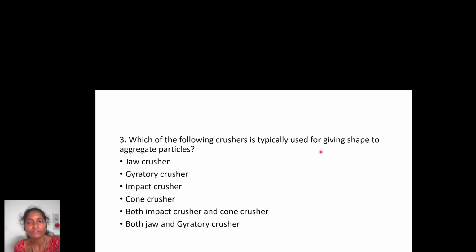Which of the following crushers is typically used for giving shape to the aggregate particles? If you remember from the lectures, there were a few types of crushers like jaw crusher, gyratory crusher, impact and cone crushers. A few of the crushers are to give the shape and a few are to eliminate the weak aggregates. Both the impact crusher and cone crusher are especially to give the shape to the aggregates. When I say shape, whether we want a rounded or angular aggregate shape, for example in SMA, stone matrix asphalt, which is a type of gradation, you require some type of aggregates. So based upon the required shape, we can change the crusher type and get the shape required.